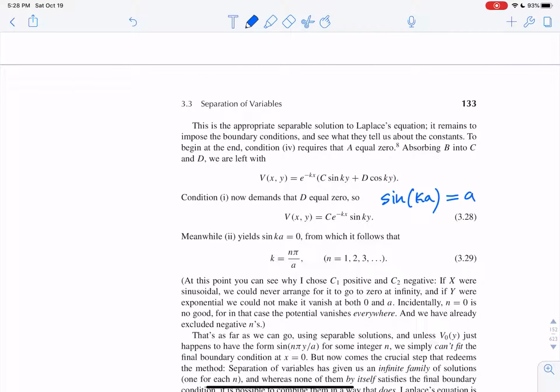That's only 0 if k times a is 0 or pi or something, because sine of pi is 0. So we need this to be some integer multiple of pi. It could be 1 pi, it could be 2 pi, it could be 3 pi. So as long as k is some n pi over a, then that times a gives you n pi. And so k has to be n pi over a, and it can be any n.